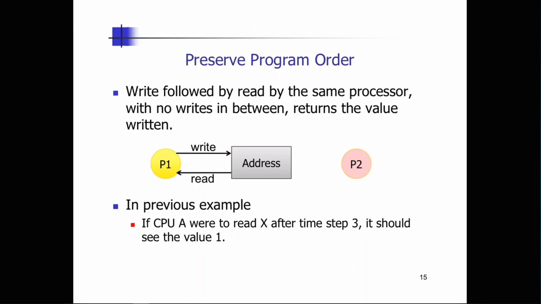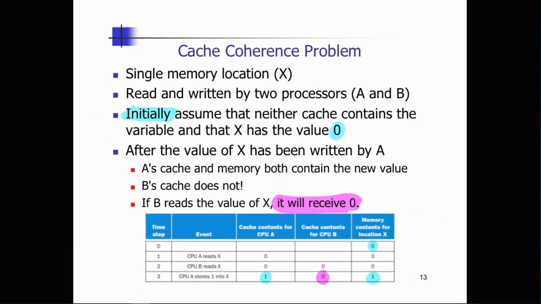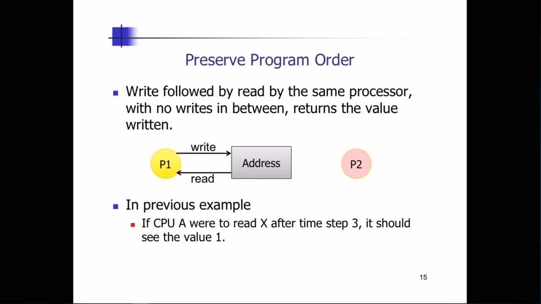So if we relate this to our previous example, that essentially means that if CPU A were to read X after time step 3, it should see the value 1. Since CPU A was the one that wrote 1 into X, if time step 4 says CPU A reads X, it will read a 1. So that's preserving the program order.